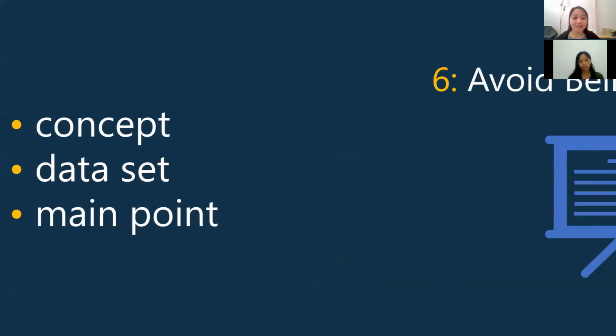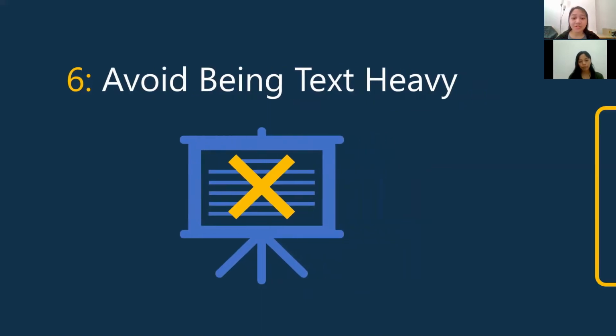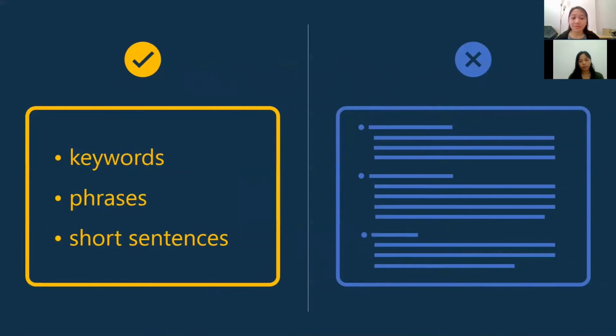Then, our tip number 6 is to avoid being text-heavy. As much as possible, you should only display keywords, phrases, or short sentences. And avoid cluttering a single slide with too much text, because text-heavy content is more appropriate as a printed material for in-depth reading, rather than as a visual aid for an oral presentation.